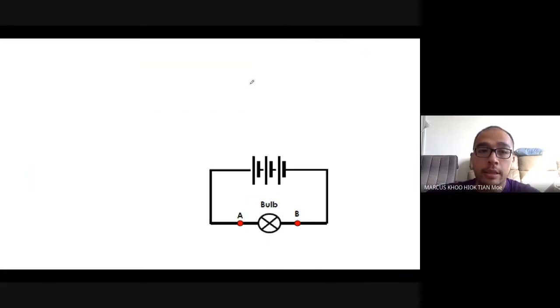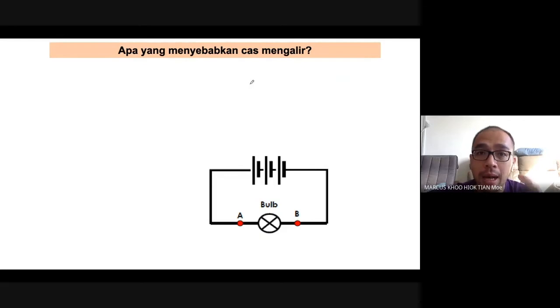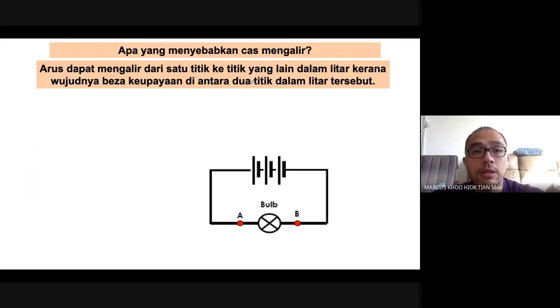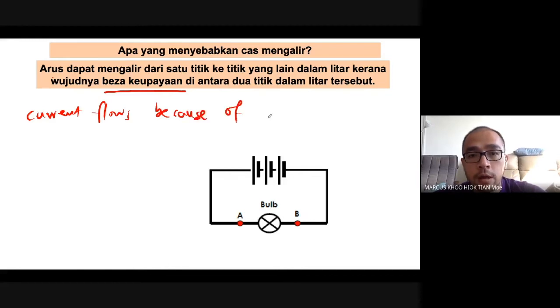All right. So what causes the charge to flow? The current can flow from one point to another because there exists a potential difference. So we say that current flows because of potential difference.